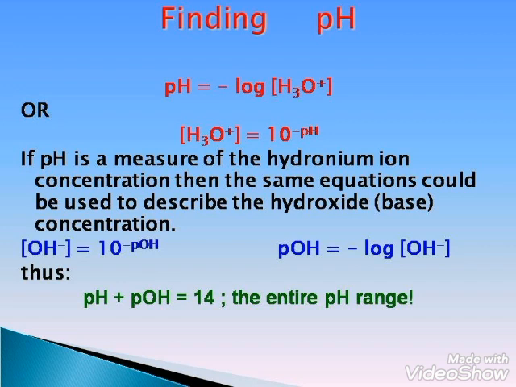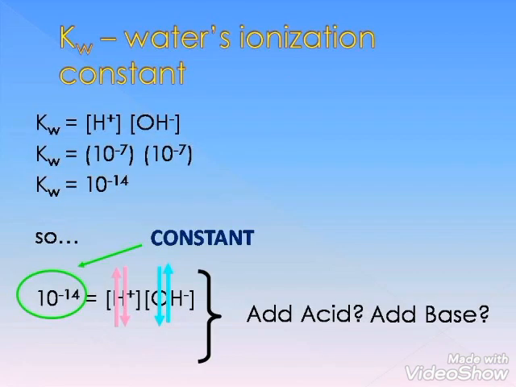Then the same equation can also be used for hydroxyl ions. So we can say that pOH is equal to minus log of OH minus. So pH plus pOH is equal to 14. The entire pH range is covered by this equation. So always remember, for a solution which contains H plus ions and OH minus ions, we can calculate the pH. Kw is considered as the ionic product of water.